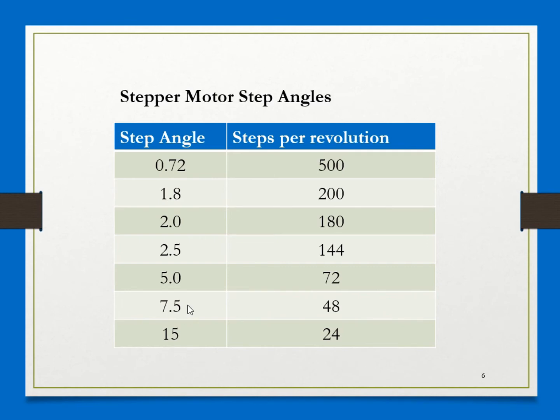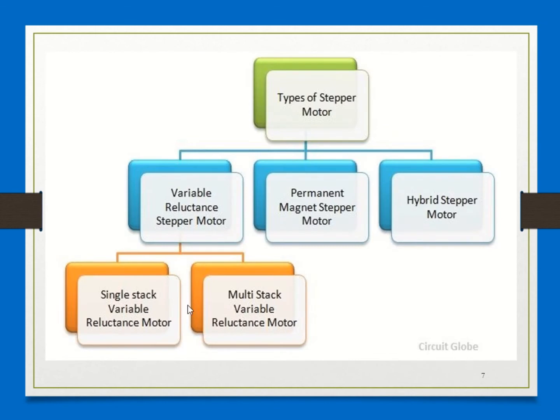So stepper motor is mainly used where you want to have a precise motion, precise movement. The movement can be linear or angular. All right. So that again depends on the construction of the stepper motor. So based on the construction, there are three different types of stepper motor: variable reluctance stepper motor, permanent magnet stepper motor, hybrid stepper motor.